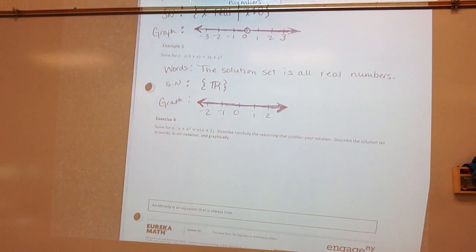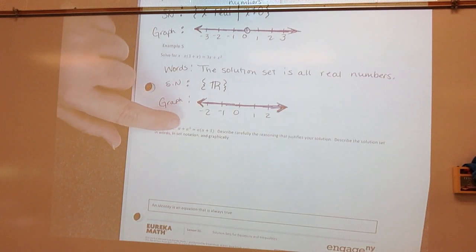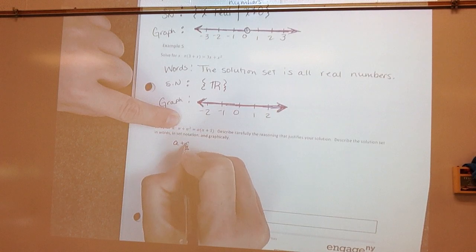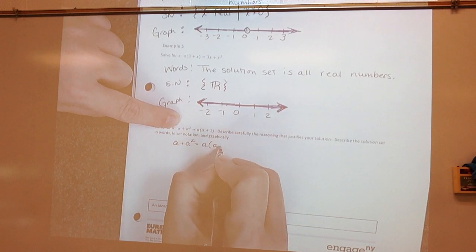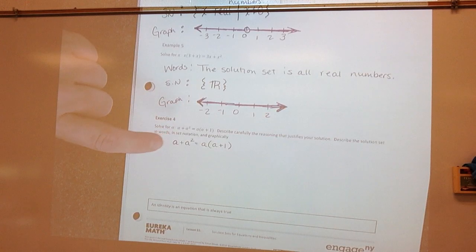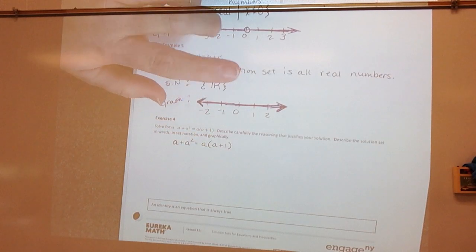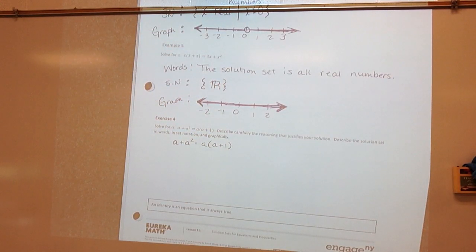All right, exercise 4. Solve for A. If A plus A squared is equal to A times (A plus 1), describe carefully the reasoning that justifies your solution. Describe the solution set in words and set notation and graphically. Okay, so what do we notice? Look at this, guys. A plus A squared is equal to A times (A plus 1). Here's what I would do. Because I have parentheses, I would go ahead and look at the distributive property just to see if by any chance it's the same.